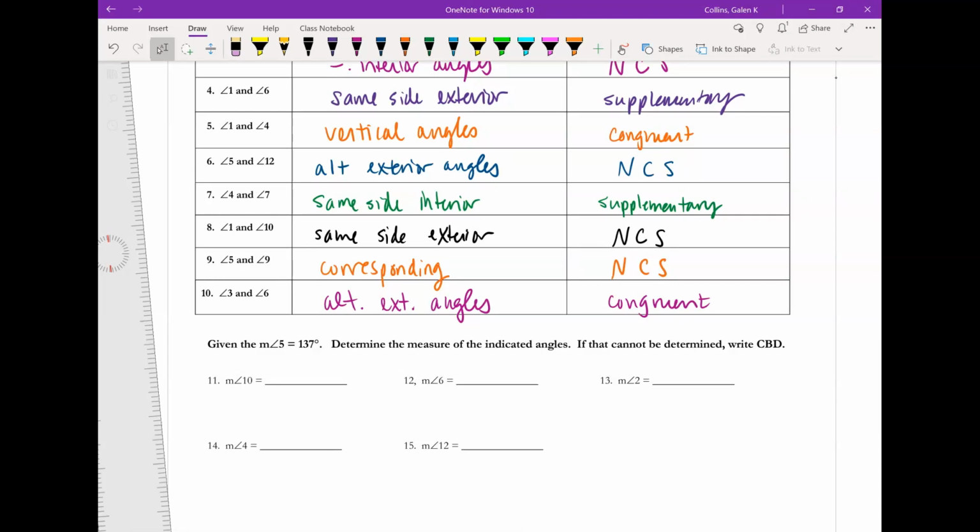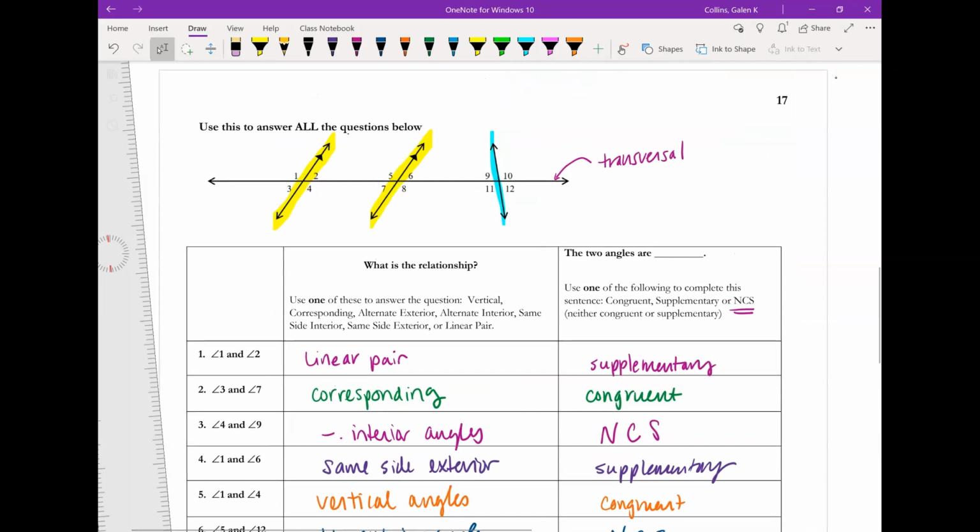All right, so at the bottom, we're asked to determine some different angle measures. And my advice to you is advice that I've already given you with past times that we've had a diagram. I would label the entire diagram based on this fact that the measure of angle 5 is 137 degrees, and then let's answer these questions. So I'm going to go up here to angle 5, and I'm going to say that that is 137 degrees. All right, so angles 5 and 8 are vertical, so they're congruent. So 8 must also be 137 degrees.